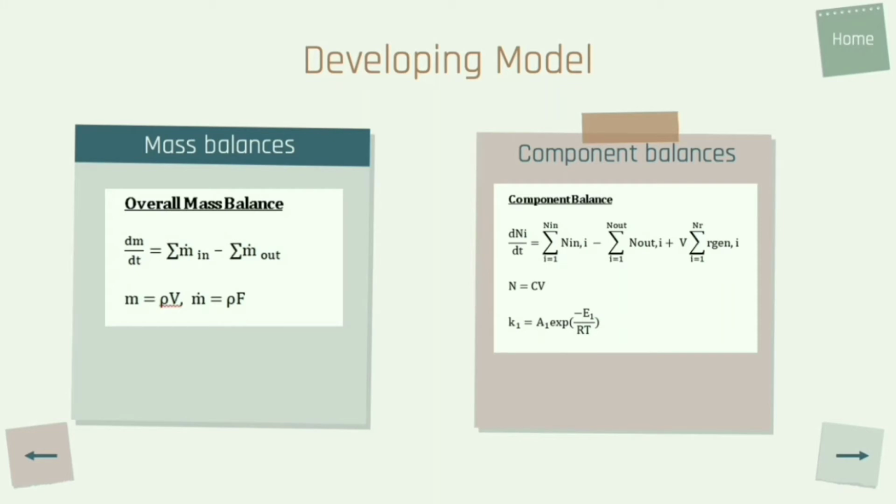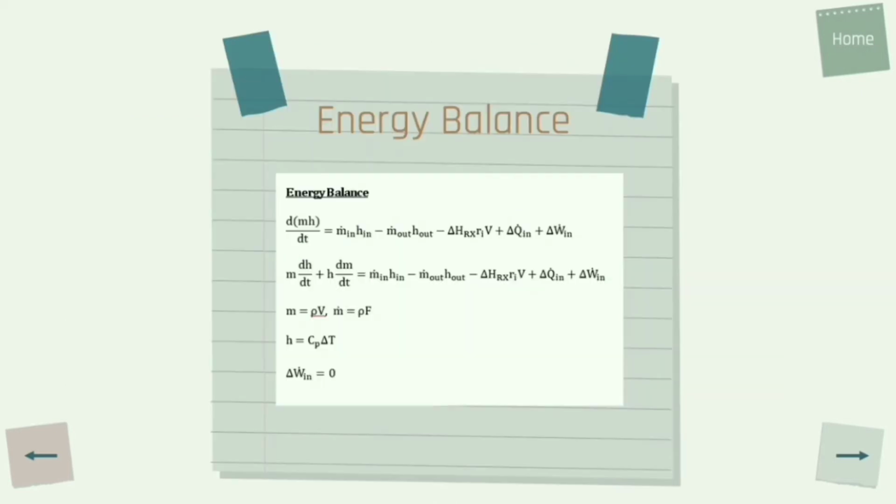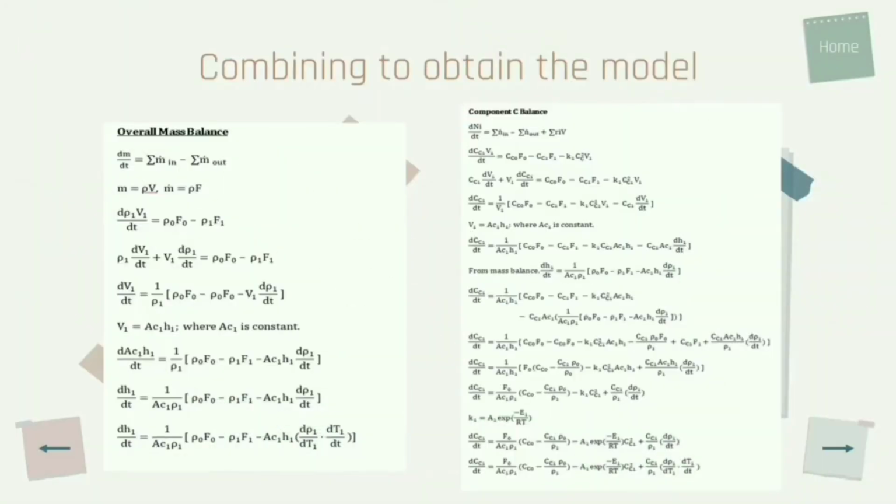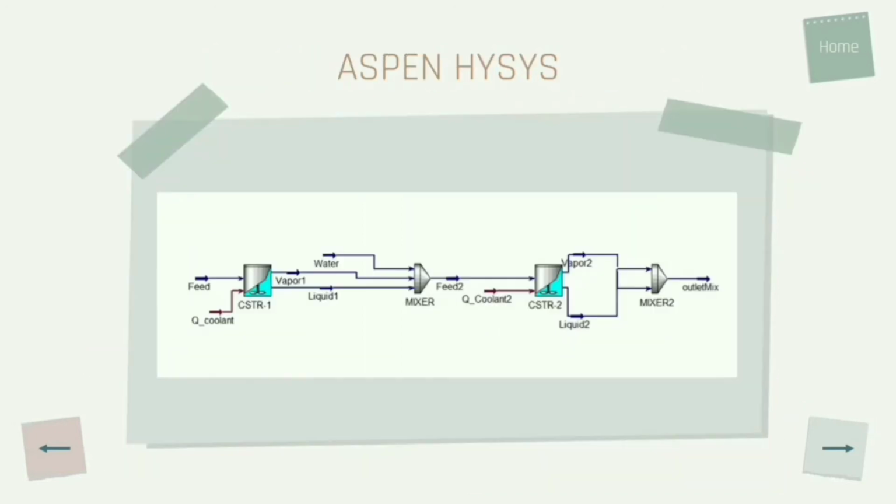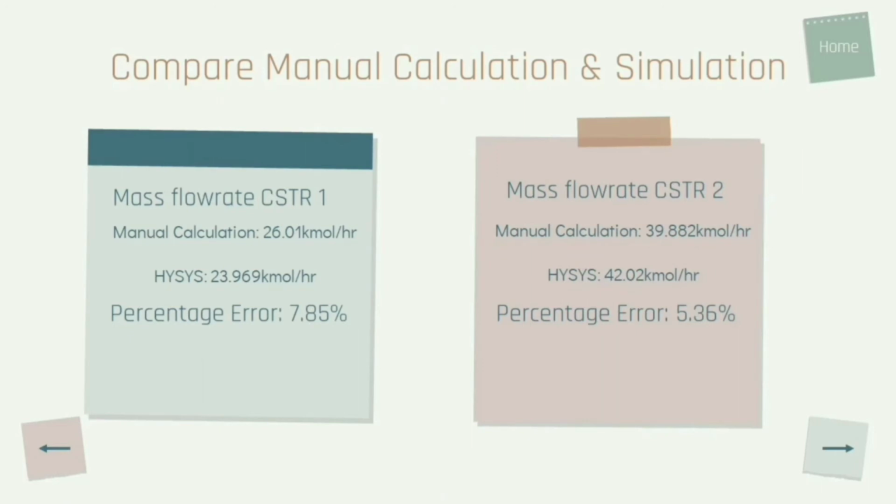While developing the model, these formulas were used to start our model: mass balance, component balance, and energy balance. After we substitute all of the formulas, we combine the mass balances with component balances to find the rate of reaction. Then we use the model to find the values. We also use the software Aspen HYSYS to simulate our reactors to obtain the result, and then we compare the results with our manual calculations.